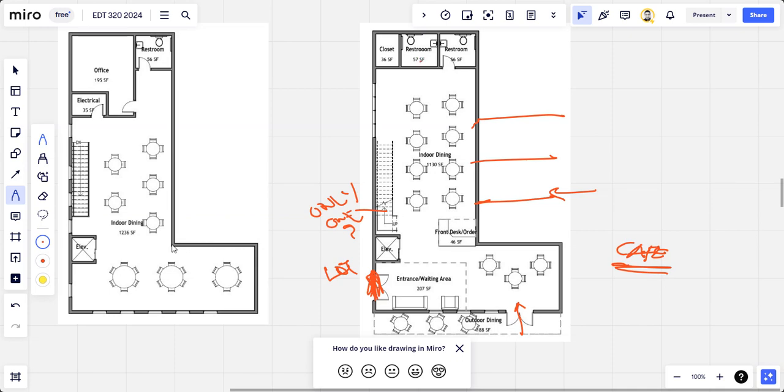There's no door here. I don't know where your doors are. There's a door here. And it looks like you have three restrooms. Restrooms are generally expensive to do, so don't put in more unless a law or a city ordinance tells you.